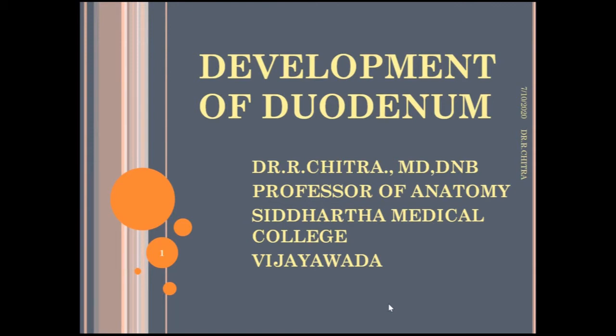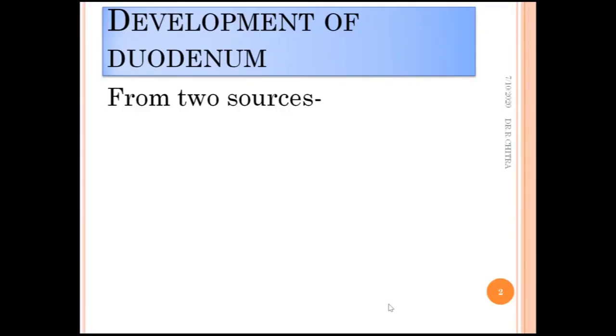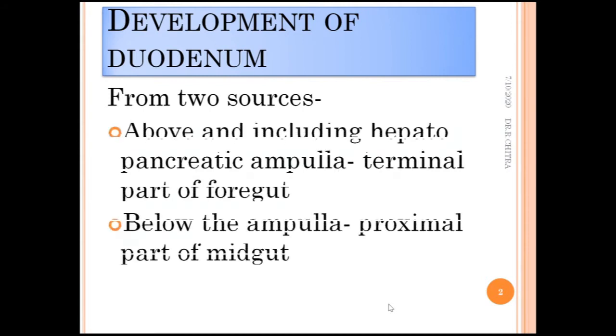So now we are continuing with the development of the alimentary system, and we have started with the foregut derivatives. In this class, we will see only the development of the duodenum. The duodenum develops from two sources, partly from the foregut and partly from the midgut. Above one, including the hepatopancreatic ampulla, is from the terminal part of the foregut. Below the ampulla is from the proximal part of the midgut.